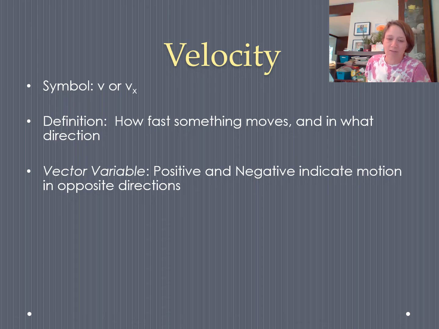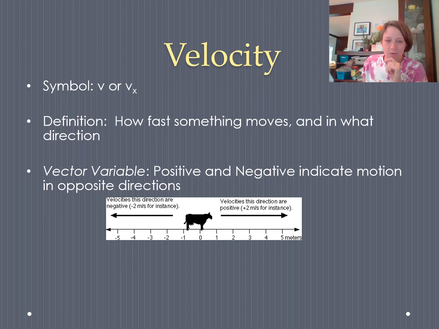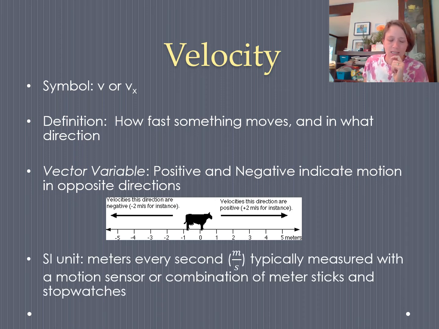So you have to be able to describe or define velocity both in its magnitude, how many meters it's going every second, and also in the direction that it's going. If you see a negative velocity pop up, it just means it's going the opposite direction from the positive. So negative doesn't mean slow, it just means left, and positive would mean right. So for example, if that cow went to the right, it would be a positive velocity, and to the left, it would be negative. The SI unit is meters every second, written m over s.